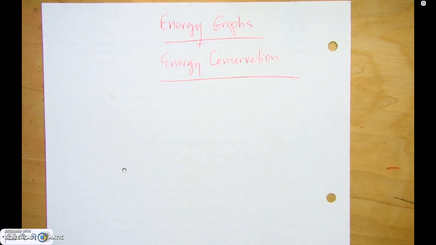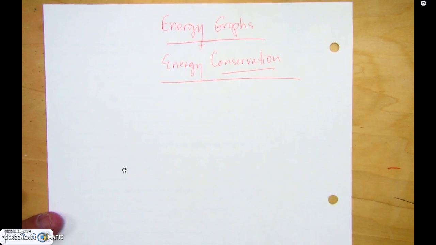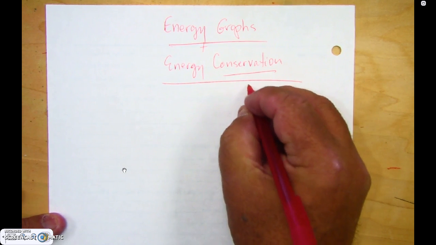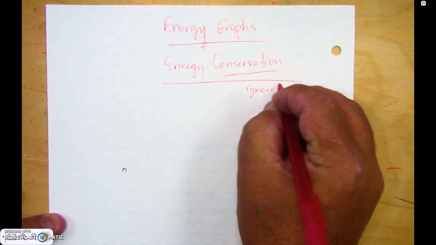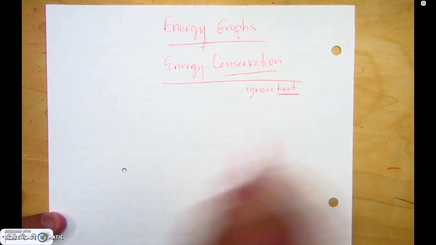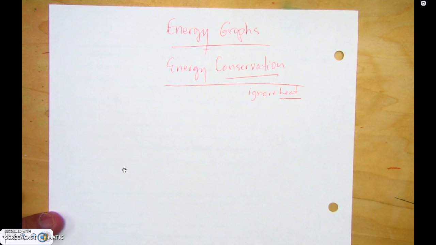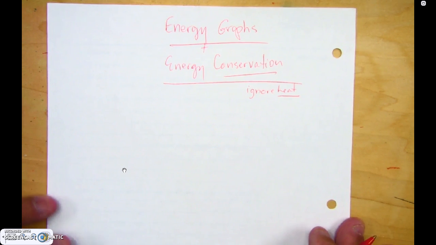Okay, let's talk about energy graphs and energy conservation. First of all, conservation means we're keeping everything. So that means we're not losing it. And right now we're going to ignore heat. Heat's commonly the thing that will rob us of energy, and we're going to ignore it. We'll add it back in later, but we'll start without it.